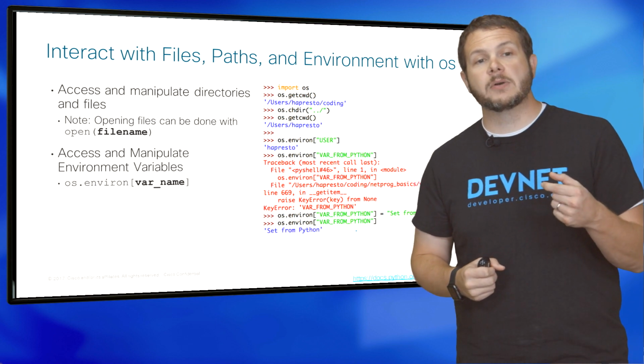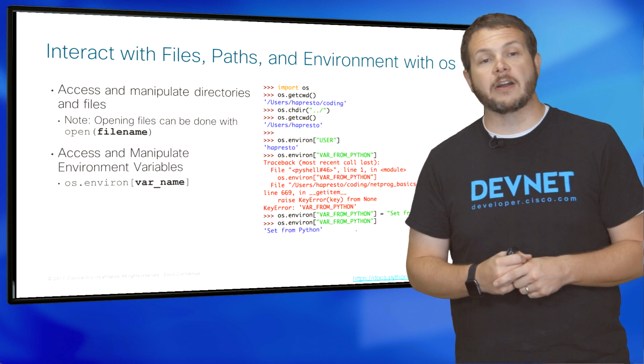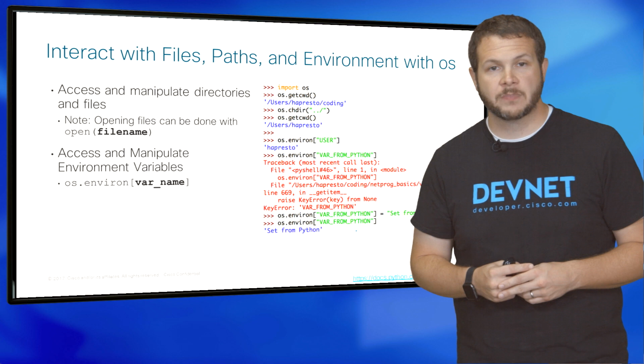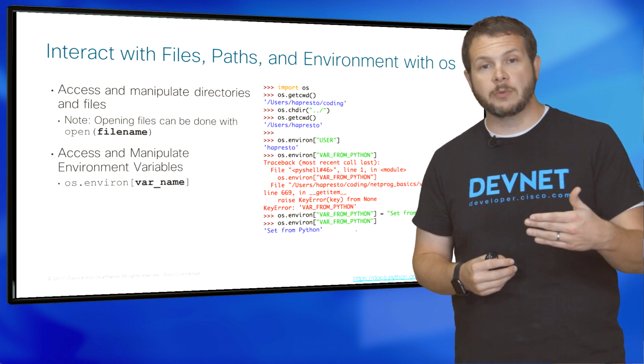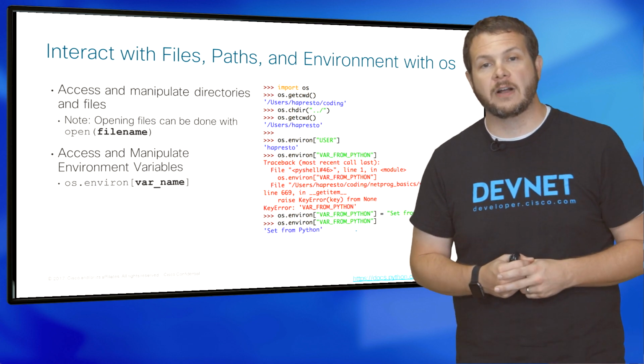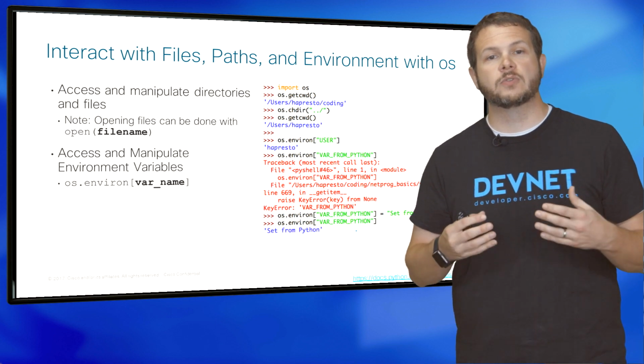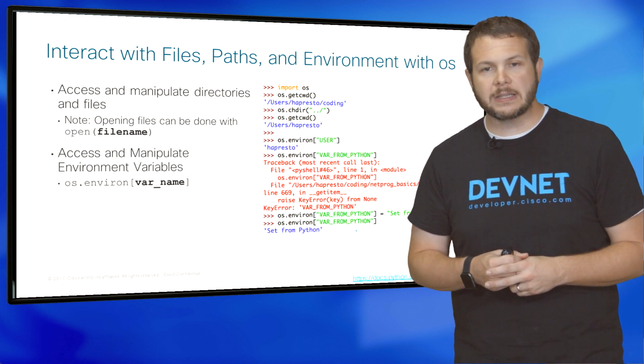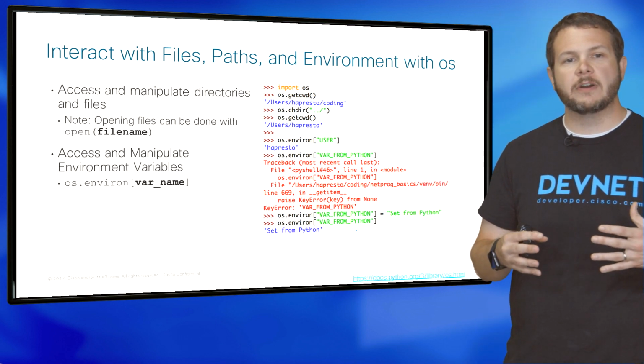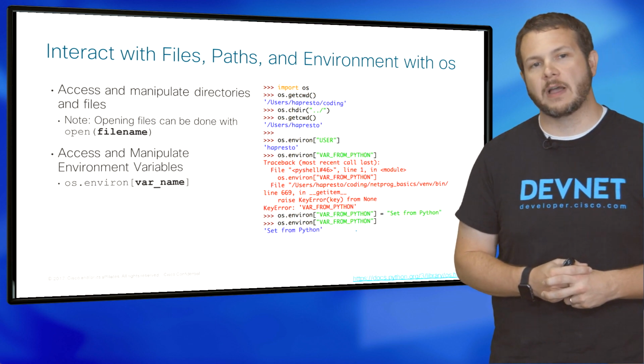Now, the OS library is also hugely helpful to access environment variables inside of the system. So you can both read environment variables, as we can see with os.environ on the screen here, pulling out the user information, but you can also write them. So you can set new environment variables from Python using the OS library that's there.